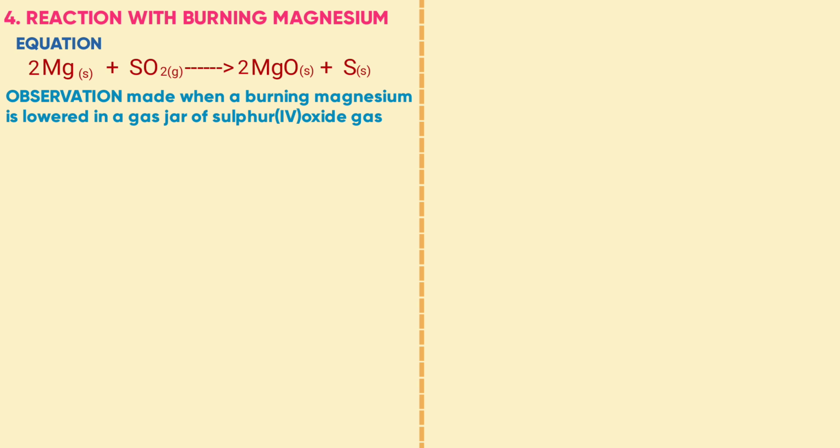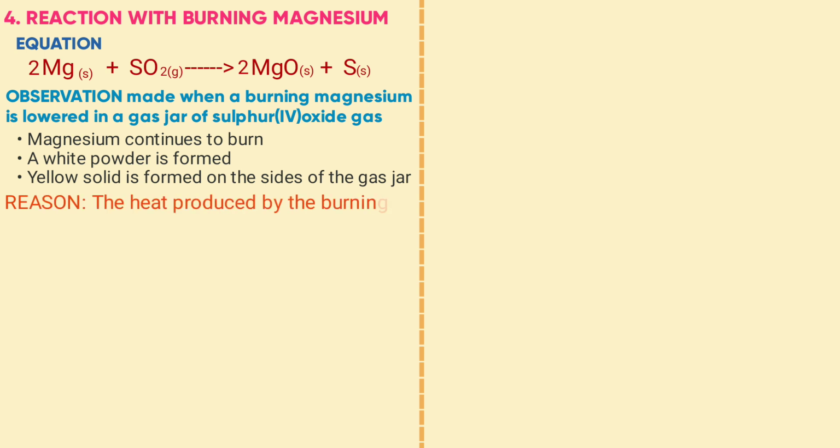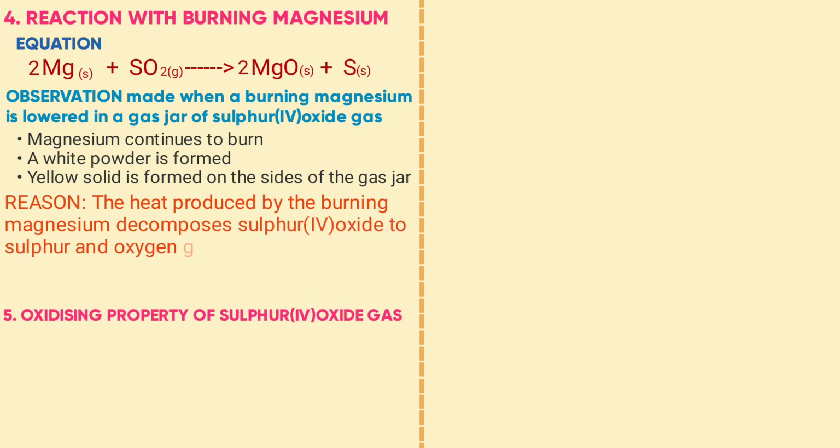1. Magnesium continues to burn. 2. A white powder is formed. 3. A yellow solid is formed on the sides of the gas jar. Now, the reason for the observation: the heat produced by the burning magnesium decomposes sulfur dioxide to sulfur and oxygen. Oxygen gas is produced.